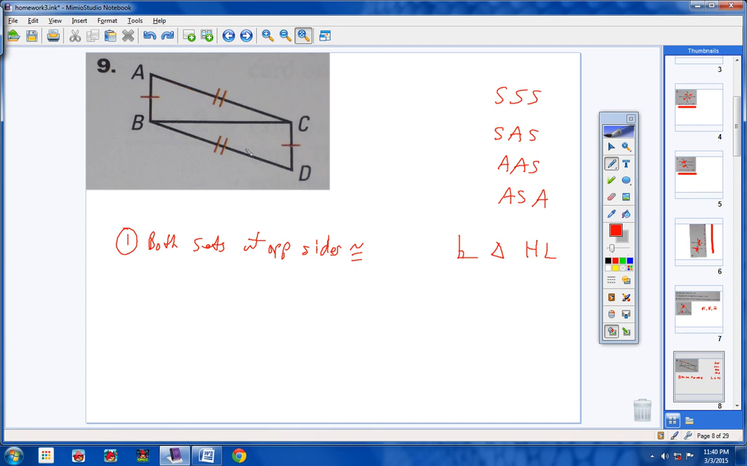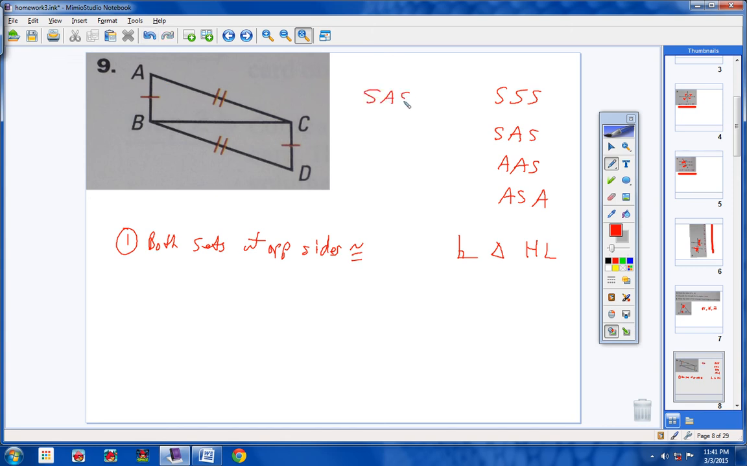Now, if I have a parallelogram, what do I know about parallelograms? Opposite angles are congruent, okay? So, I know that opposite angles are congruent. So, I have side, angle, side congruent to side, angle, side. Okay? So, yes, these two triangles are congruent by side, angle, side.